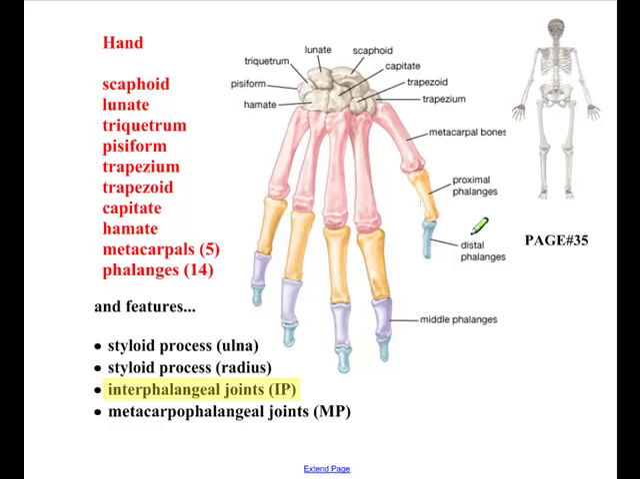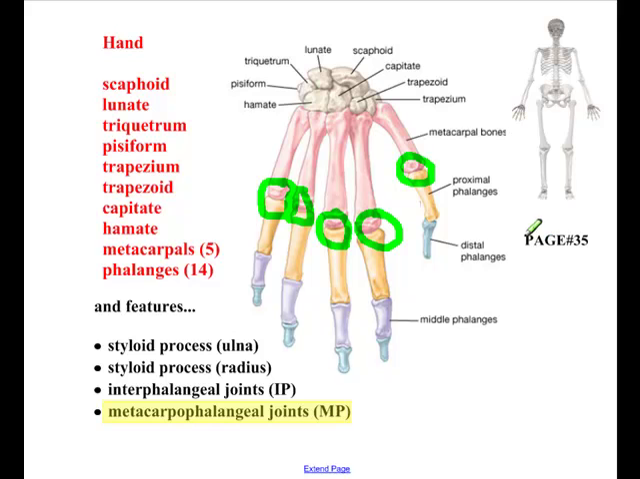The next joint that we're going to look at is the metacarpal phalangeal joints, and this is any joint between a metacarpal and a phalange. And we have 5 of those, and if you make a fist with your hand, you'll see those 5 joints very, very clearly. They protrude on the back of the hand, and they're very distinct. So those are your metacarpal phalangeal joints.